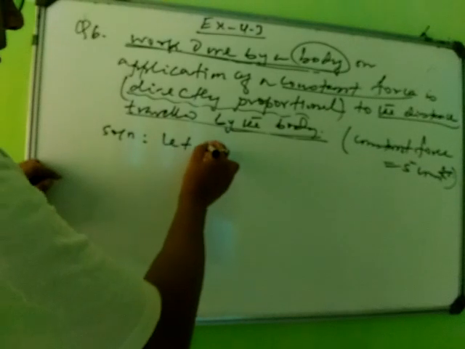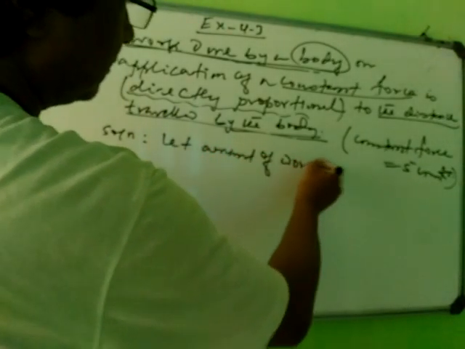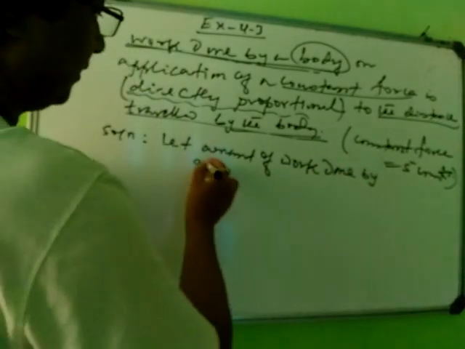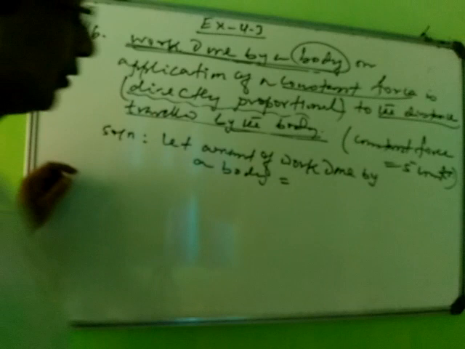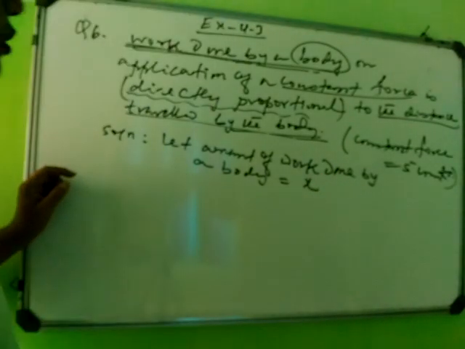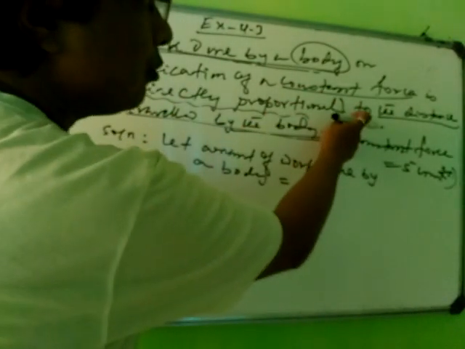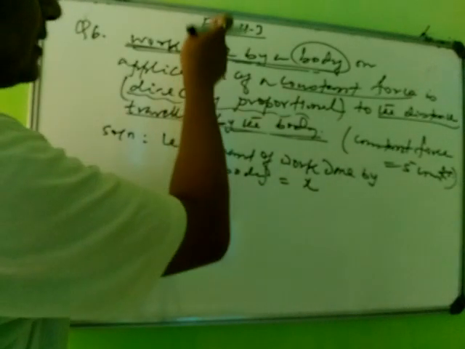Let the amount of work done by a body, you take as x. So the amount of work done is directly proportional to the distance traveled by the body. So the work done has a relation with the distance traveled.